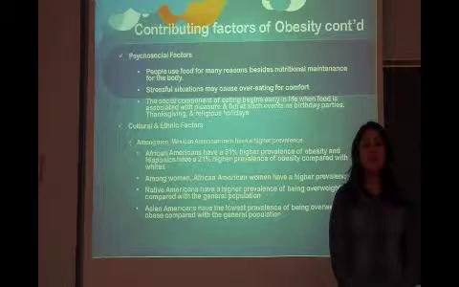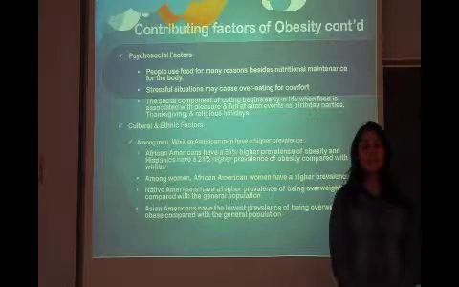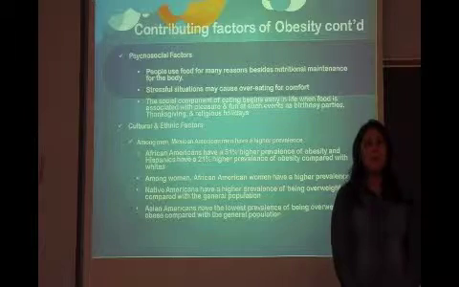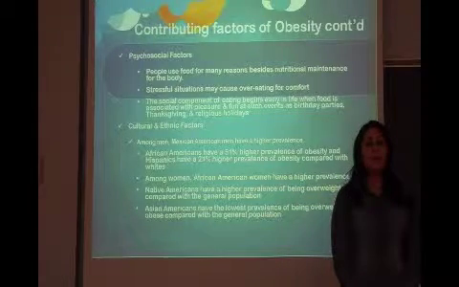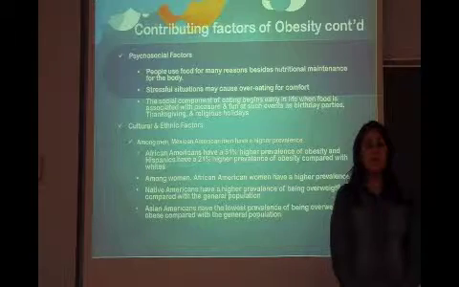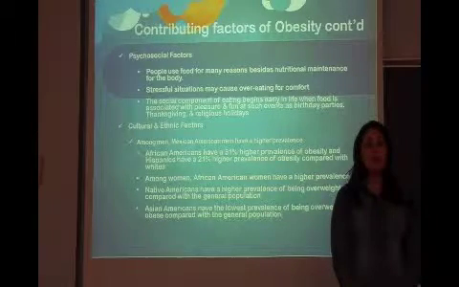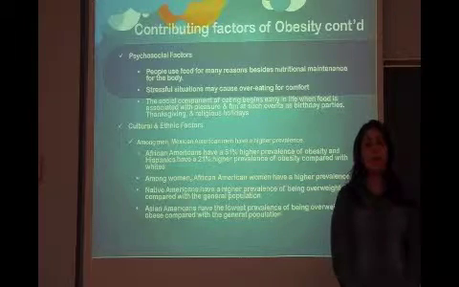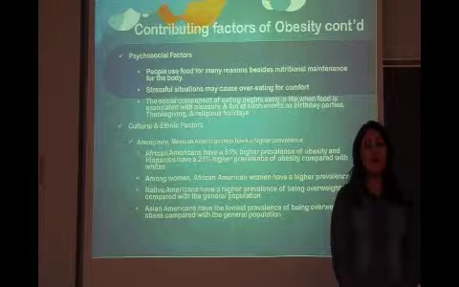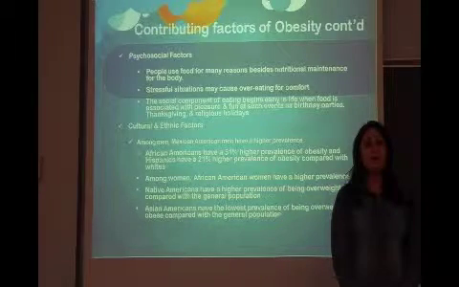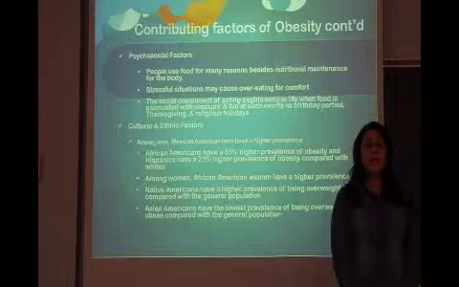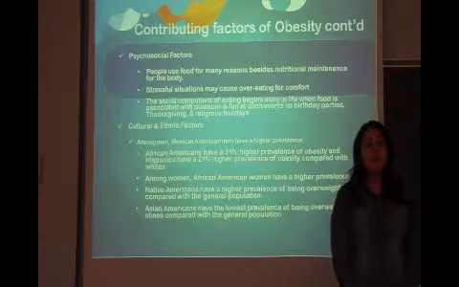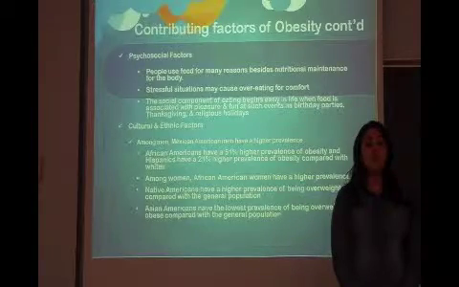Some cultural and ethnic factors that affect obesity may be your ethnicity. Among men, Mexican American men have a higher prevalence of obesity. African Americans have a 50% higher prevalence of obesity, and Hispanics have a 21% higher prevalence of obesity compared with whites. Among women, African American women have a higher prevalence of obesity. Native Americans have a higher prevalence of being overweight compared with the general population. Asian Americans have the lowest prevalence of being overweight and obesity.